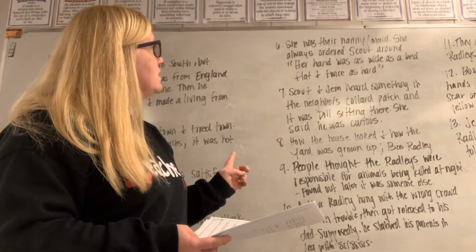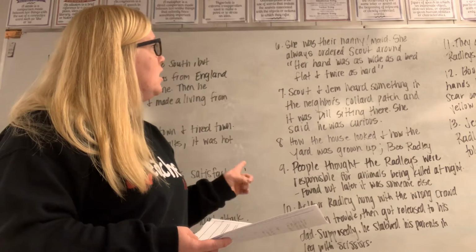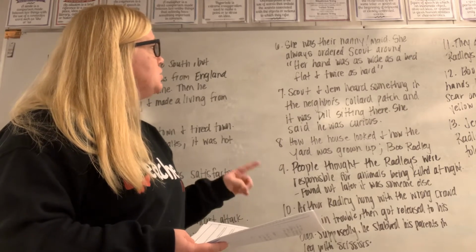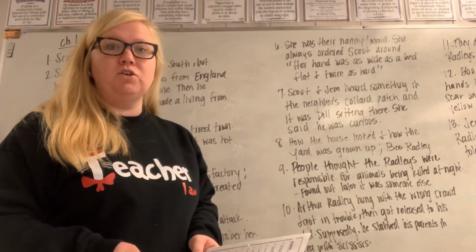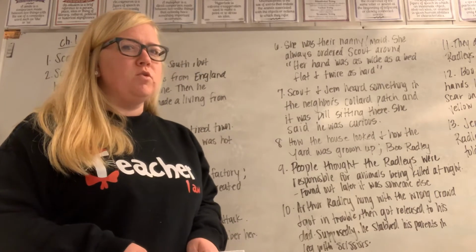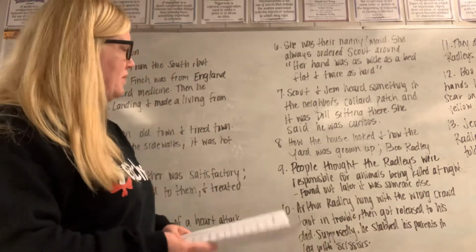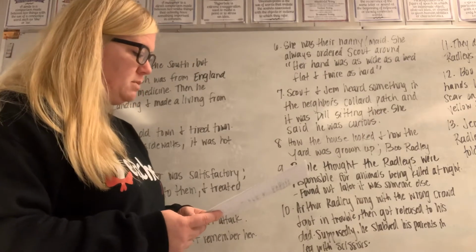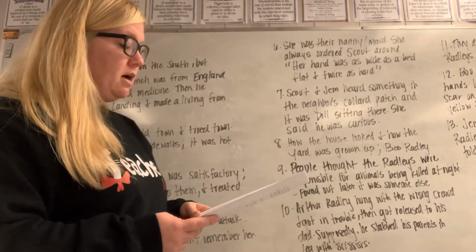And then for the simile, her hand was as wide as a bed slat and twice as hard. That was the simile that was used. So that probably means that Scout got a few whoopings by Cal, is what my guess is. Number 7, how did Jim and Scout meet Dill, and how does Scout describe the boy?